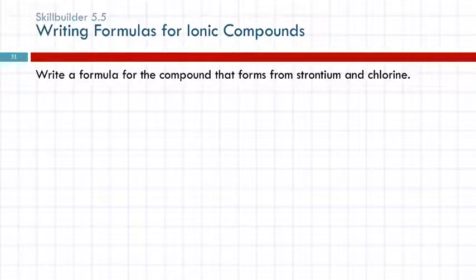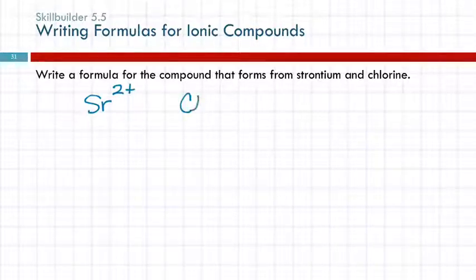So let's do an example here. We're asked to write a formula for a compound that forms from strontium and chlorine. So we need to find those elements in the periodic table and identify what their charges are. So strontium has the symbol Sr. Where is it on the periodic table? What group number? Group 2A. So what does that tell us about the charge on a strontium ion? It's got to be 2+. So that's the strontium ion.